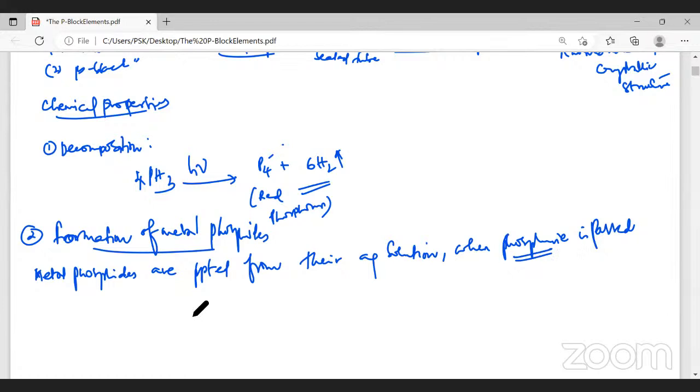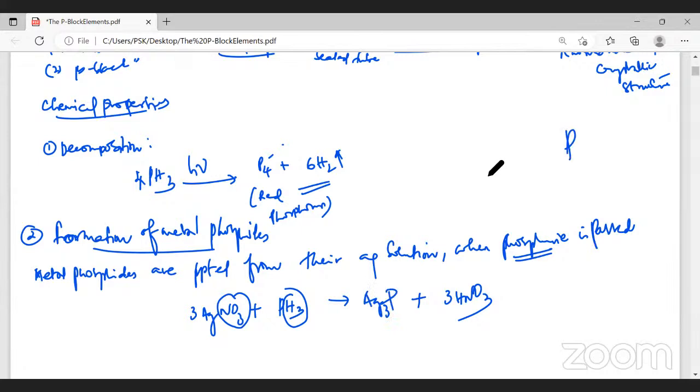For example, if you take silver nitrate, AgNO3, and pass phosphine, the 3 hydrogen and the 3 NO3 minus get eliminated as a byproduct, 3 moles of nitric acid. What is left out is 3 silver and 1 phosphorus, so you get Ag3P. Phosphorus valency is -3. The stable valency of 15th group element is -3. Silver is +1 and phosphorus is -3; +1 into 3 is +3. So remember, phosphorus will have -3 oxidation state.